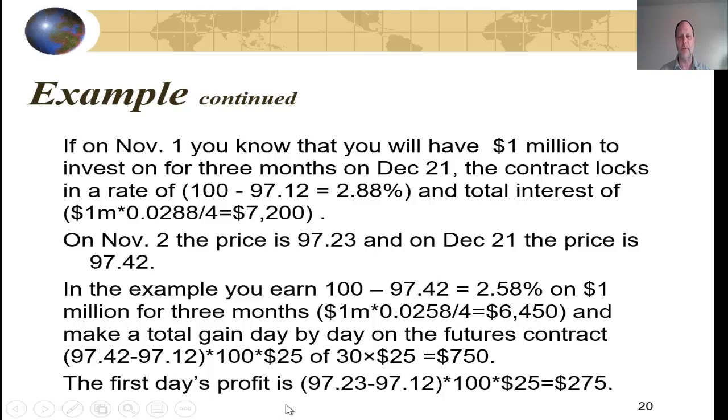Your first day's profit, your first marking to market profit in this example, will be 97.23 minus 97.12 times 100 times 25, or $275 out of the total 750 on the first day.